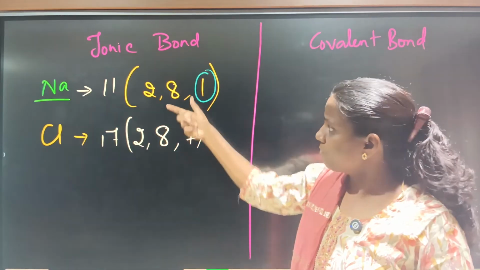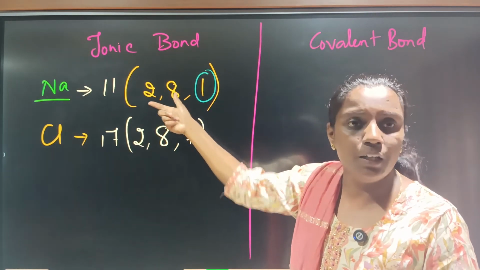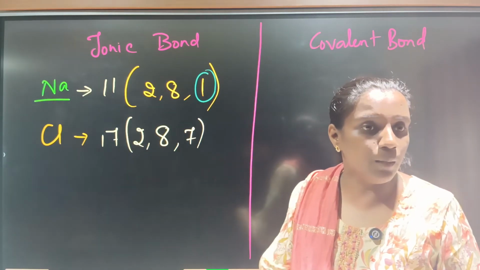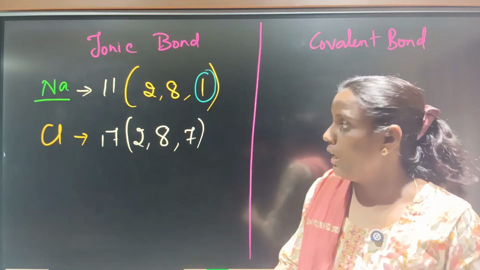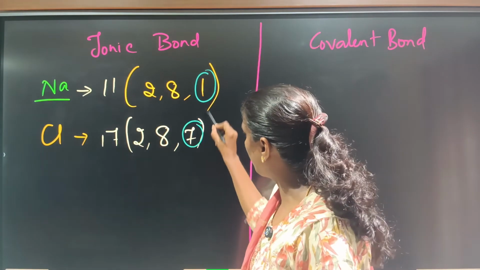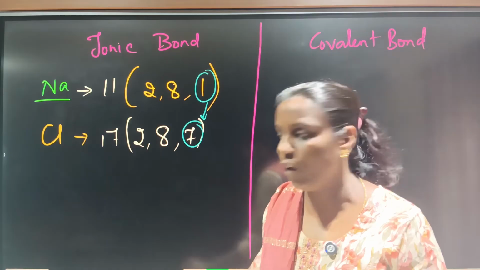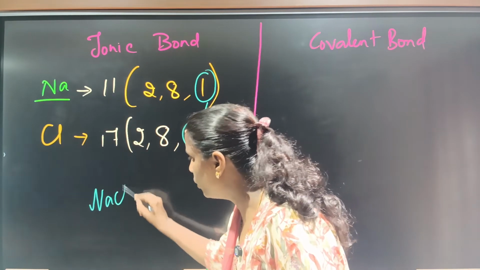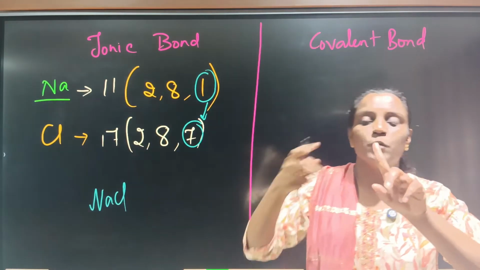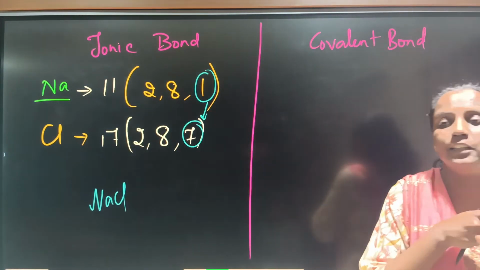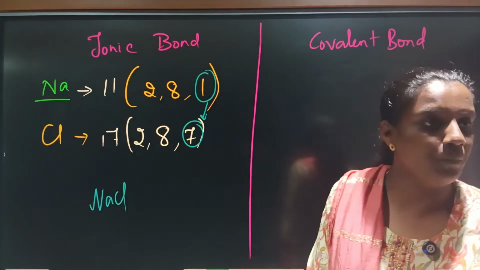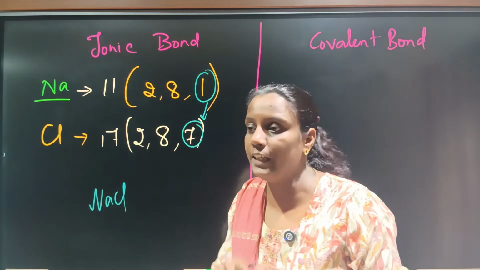So now what is sodium going to do? It is going to lose its 1 electron, right? Sodium is going to lose its 1 electron, and what is chlorine going to do? It is going to gain 1 electron from the sodium and form a compound called sodium chloride, right? It means that I am going to use two words: one is gaining the electron and another is losing the electron. Here sodium is losing the electron and chlorine is gaining the electron.